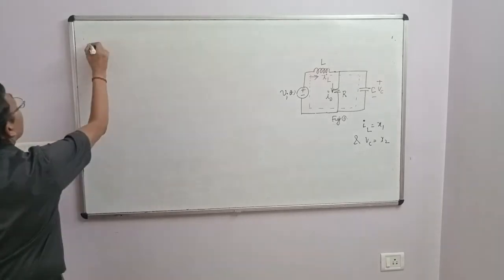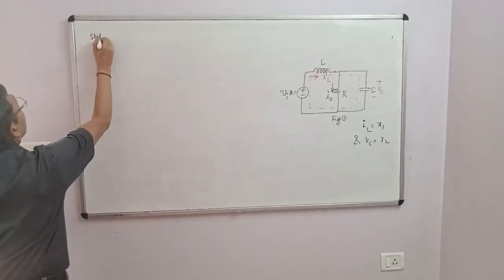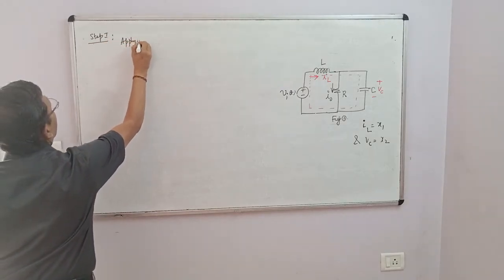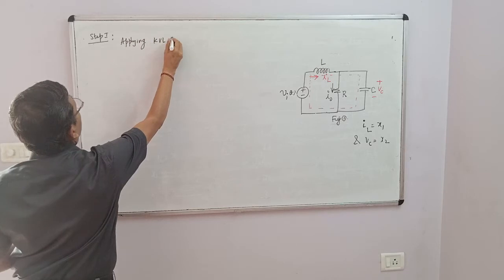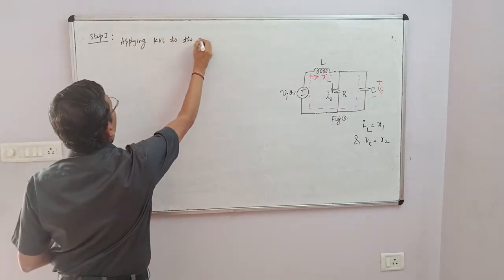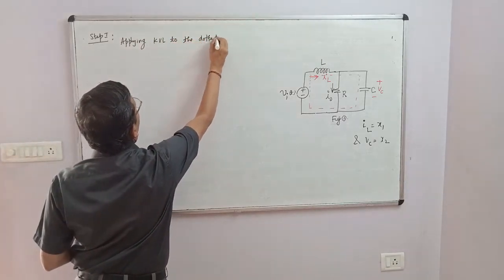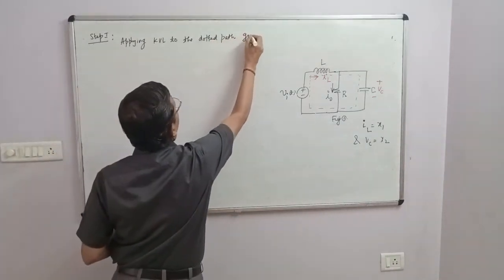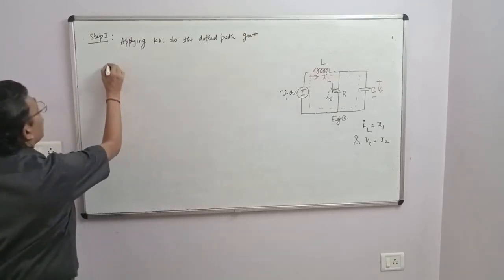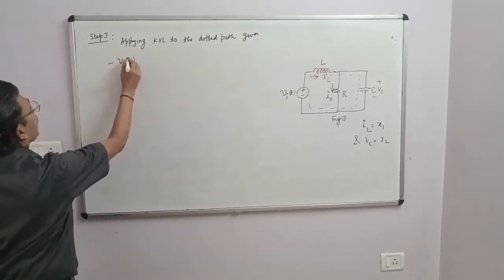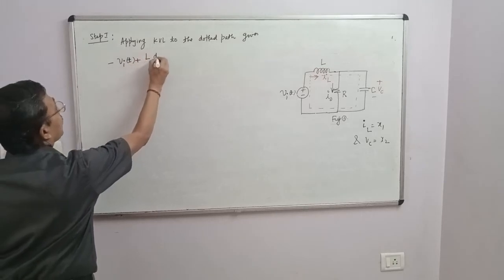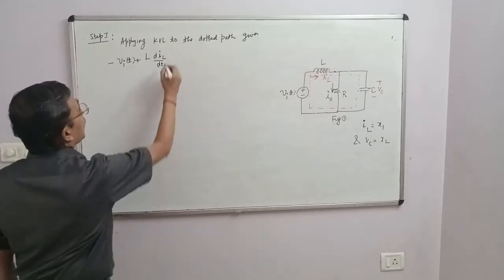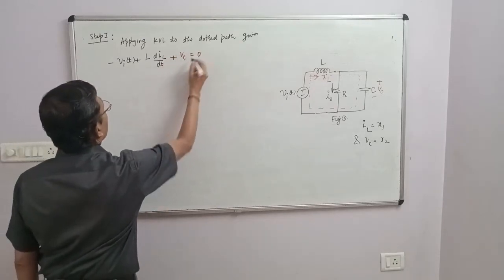Applying KVL, step 1. Applying KVL to the dotted path gives minus Vi of t plus L into dIL by dt plus Vc is equal to 0.